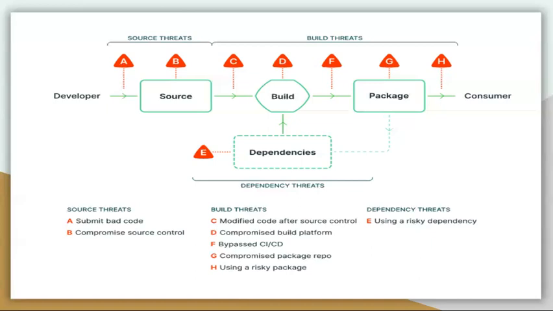Now, after the source code, it is downloaded by some build server, like your CI/CD server, such as Jenkins or GitLab, right? Then they start the build. So this is how the build basically happens. Now, in between the source code and the build, there is a chance that the code gets modified as it travels from the source code to the build server, right?